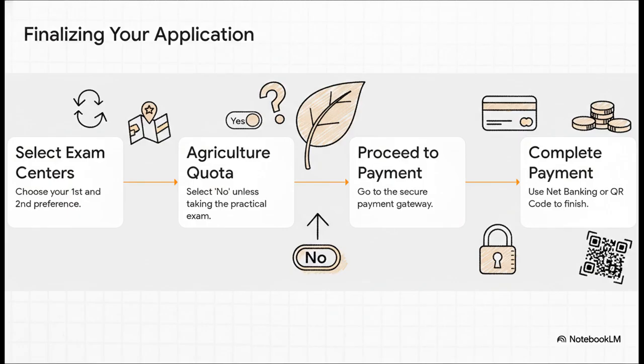We are just a few final clicks away from being done. First, you'll pick your top 2 choices for your exam districts. Then, you'll see a question about the agriculture quota. Be careful here. Only select yes if you are actually eligible and plan to take the separate practical exam. For almost everyone, the answer is going to be no. From there, you just head to the payment page to make it official.